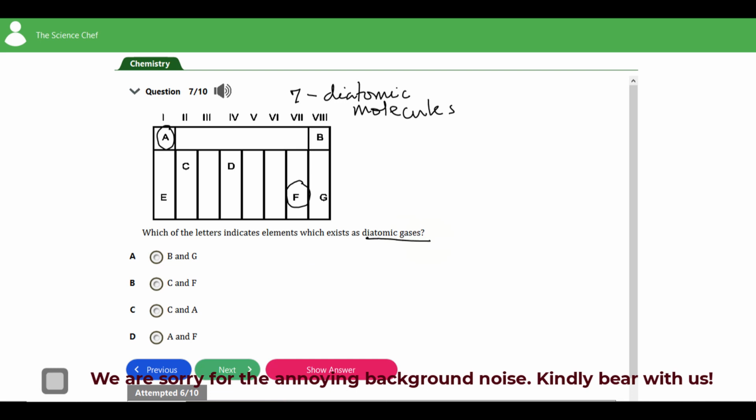We also have oxygen in group 6, which is also a diatomic gas, and nitrogen in group 5, which is also a diatomic gas, and hydrogen in group 1, a diatomic gas. But since there is nothing in group 5 and group 6, we have only group 1 and group 7 here. So that is A, and this F here is chlorine. So the answer is what? A and F, which is option D.